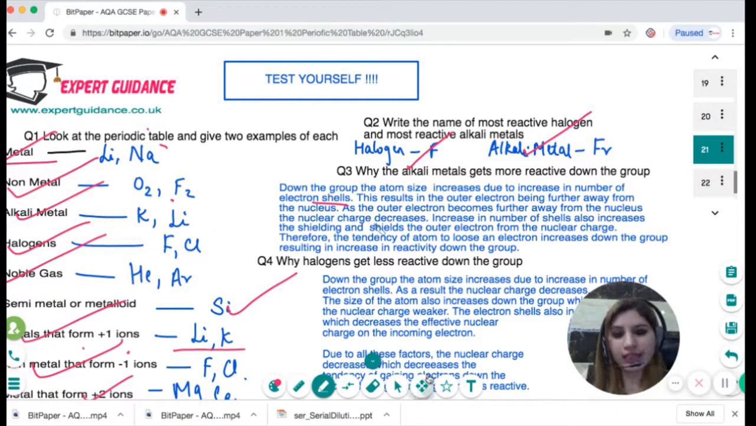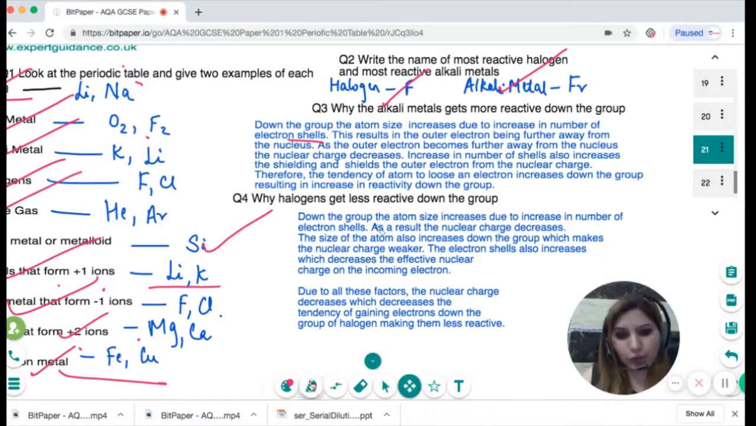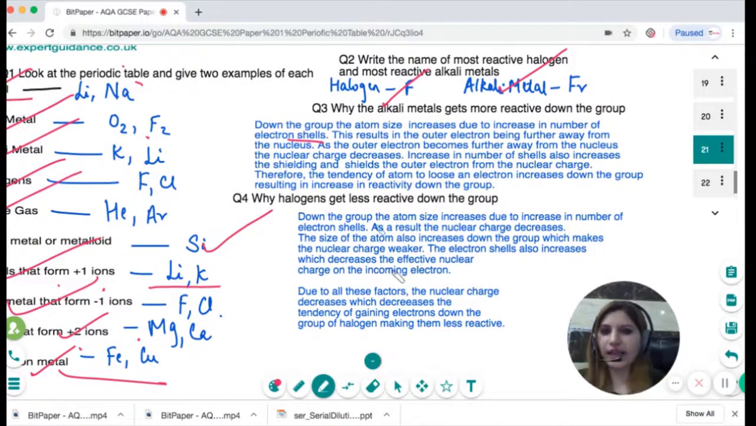On the other hand, for halogens down the group, the atomic size increases, again due to an increase in the number of shells. The size of the atom increases, decreasing the nuclear attraction, and the shells also shield the outer electron from the nuclear charge. Therefore, the incoming electron cannot be held with a stronger nuclear force. Due to all these factors, the tendency to gain an electron, or electron affinity, decreases down the group. Therefore, the halogens become less reactive down the group.